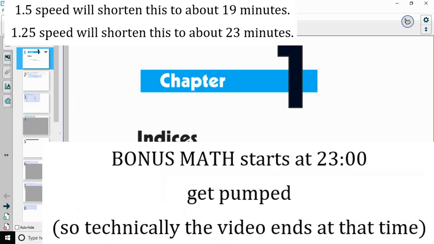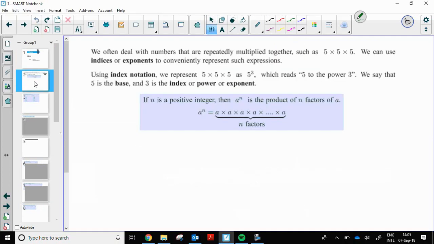Anyway, let's jump in. We're talking about indices, perhaps better known to you as exponents. Indices tends to be more popular in British English, exponents in American English. Exponentiation is just the process of repeated multiplication of the same number. So when we have 5 times itself 3 times, we write that as 5 to the power of 3 or 5 cubed. 5 is the base, the number on the bottom, and 3 we can call the index, the power, the exponent, whatever you want to say.